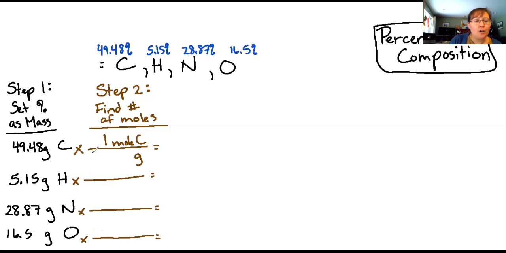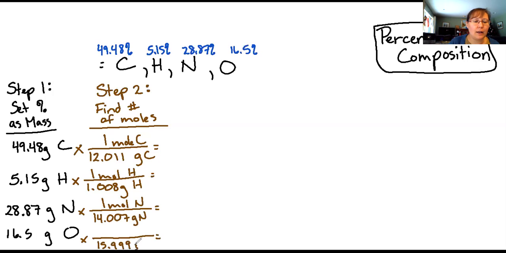So you have, from your periodic table, 12.011 grams of carbon per mole, 1.008 grams of hydrogen per mole. Nitrogen is 14.007 grams per mole. And oxygen is 15.999 grams per mole. Okay, and now we're going to go through this and we're going to do all those calculations.